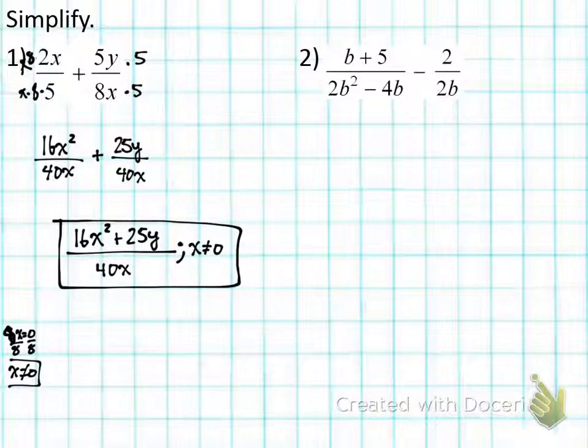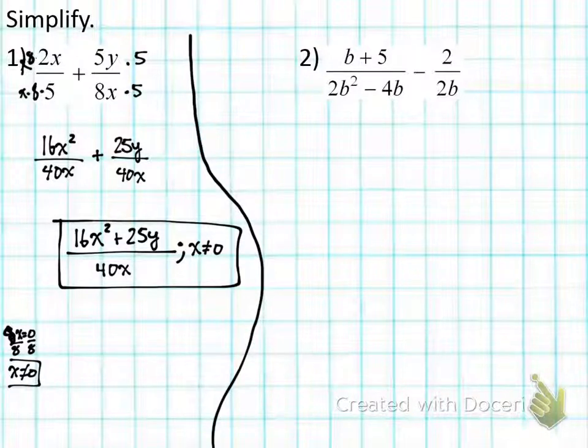Okay, that's number 1. Okay, questions on number 1? Okay, number 2. Number 2, we got b plus 5 over 2b squared minus 4b, all minus 2 over 2b.